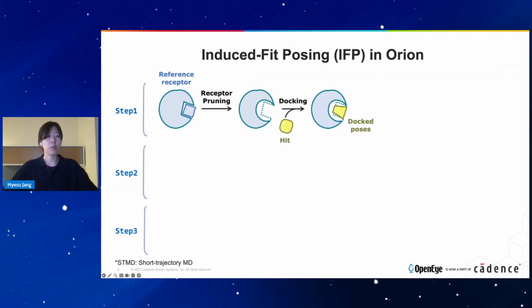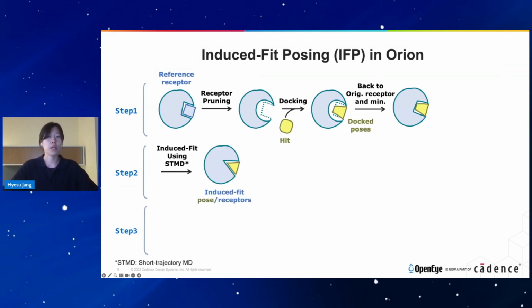Then both pruned and unpruned receptors are used in the docking stage so that it allows a diverse set of binding mode candidates. And after getting docked poses, they are placed back to the original receptor, and since they could have heavy clashes with the protein active site residues, we do a series of minimizations here to resolve the possible clashes. Once the minimization is complete, we do clustering for the deduplication of poses and select top 12 poses to advance into step 2. Step 2 is where we do the actual induced fit using short trajectory MD.